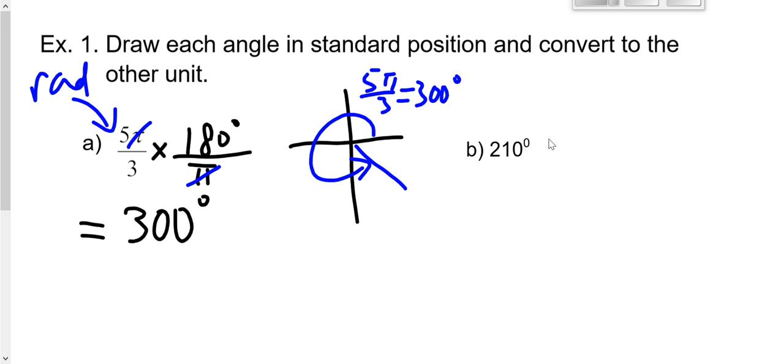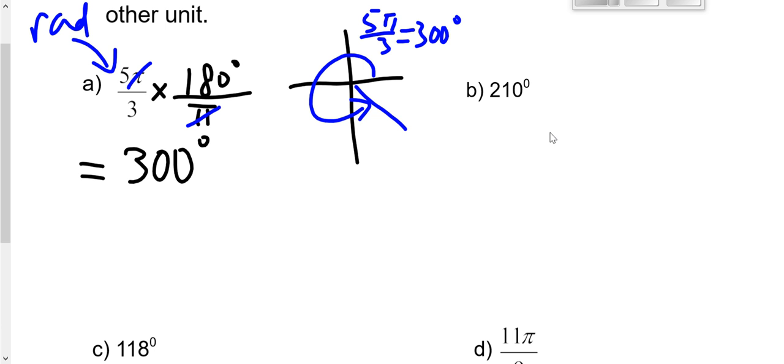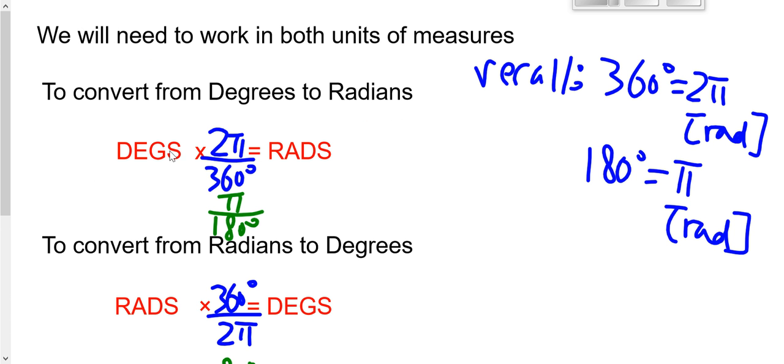Okay, so let's quickly finish the rest. If you look at this one here, this is already in degrees, so that means we want to multiply by a factor to convert that from degrees into radians. So again, it's just trial and error, so you don't have to memorize these two formulas here, right? They are literally the same thing, except one is flipped upside down compared to the other.